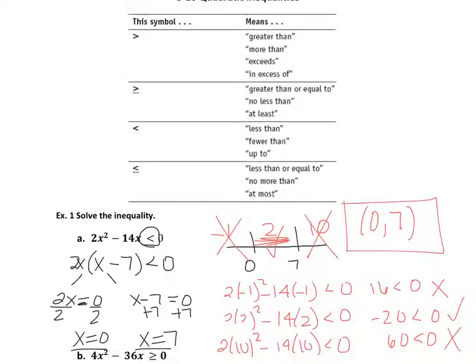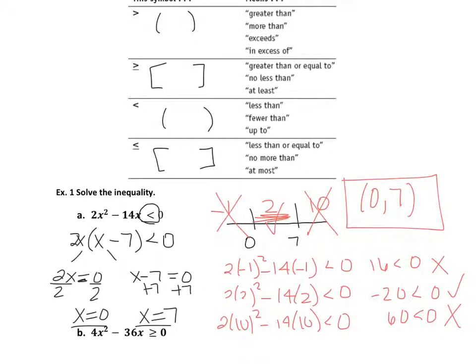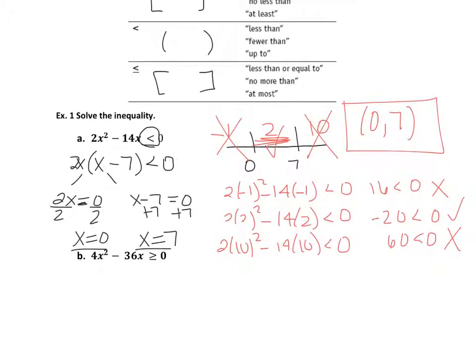Let's come up here and indicate what we would use for each symbol. So here we would use parentheses. Here we would use brackets because we want to include, because of that equal to symbol. So parentheses and brackets. So when you are working through your problems, make sure that you check before you write your solution in interval notation that we are writing it either with parentheses or brackets according to the correct symbol.